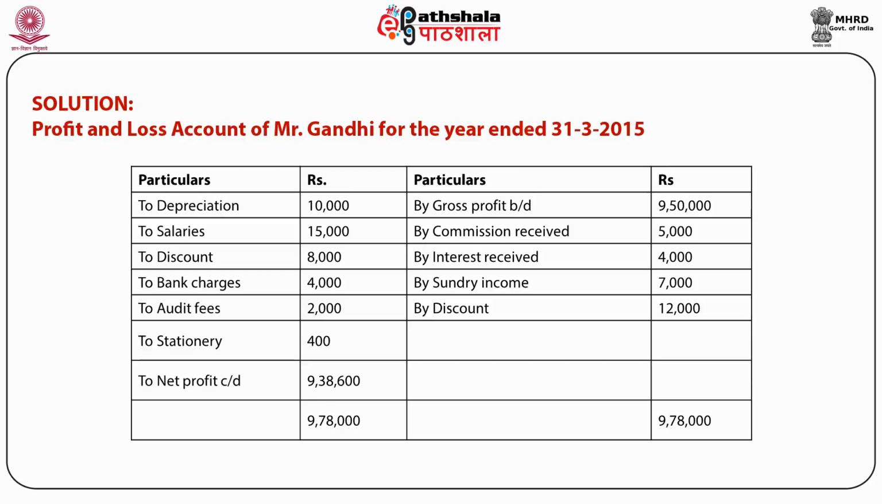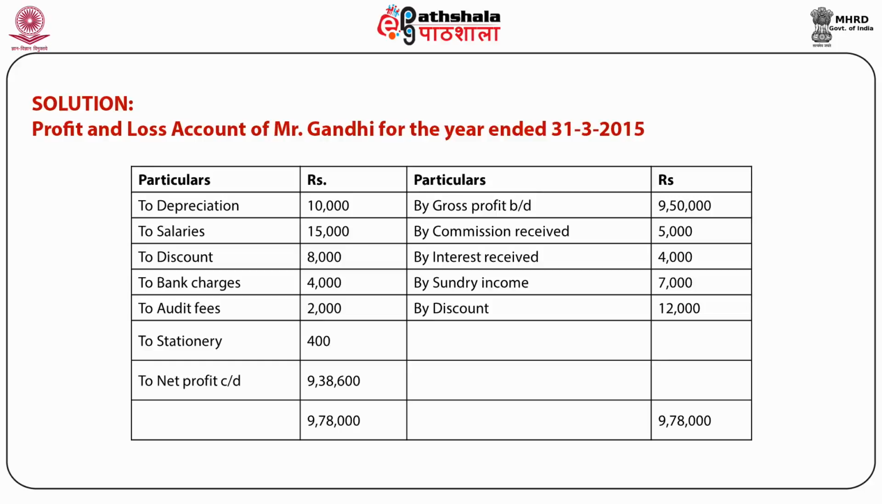After that, all expenses which are indirect in nature, such as depreciation, salaries, discount, bank charges, audit fees, and stationery, are shown on the debit side of the profit and loss account. All these expenses are indirect expenses. These do not include direct expenses, because direct expenses are shown on the debit side of the trading account. Only the nominal accounts which are indirect in nature are shown on the debit side of the profit and loss account.